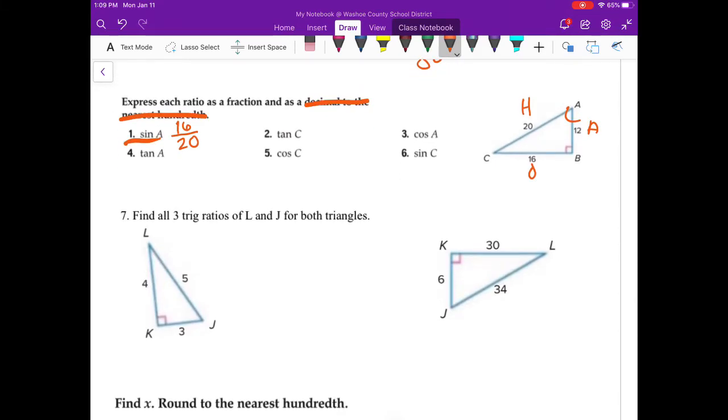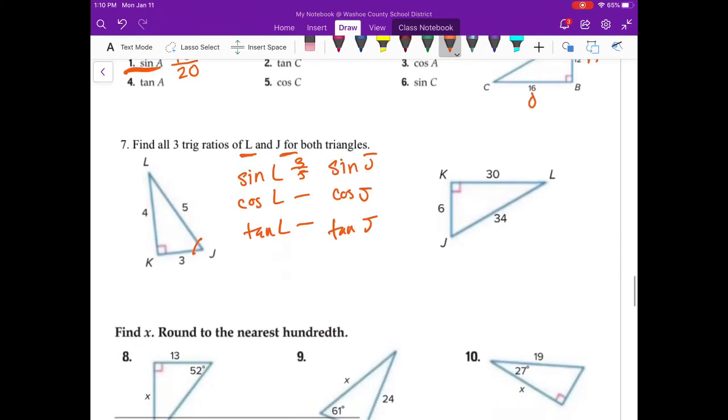Same thing with number 7 and 8. For these 2 triangles, we're looking for the trig ratios for L and J. So sine of L, cosine of L, tangent of L, and then the same thing but switching to J: sine of J, cosine of J, tangent of J, and these are going to be fractions. So think about SOHCAHTOA. Sine of L is 3 over 5, and so on. Okay, that's what you're going to do for those 2.